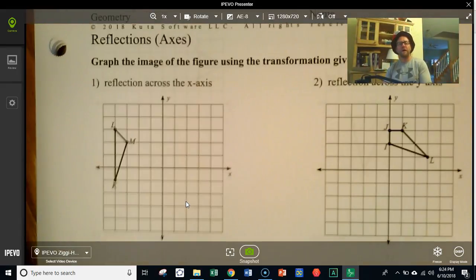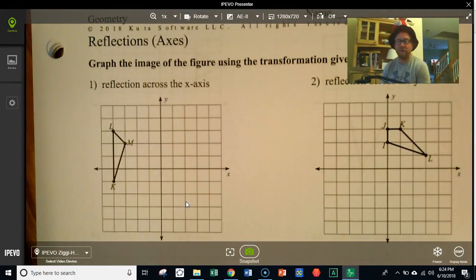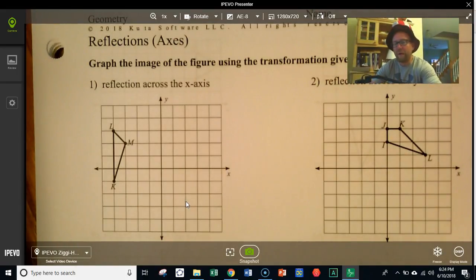Okay. Here we're reflecting images across axes, the x-axis or the y-axis. Basically, the trick here is you need to count how many spaces it is from each point to the axis, and then its reflected image will be that far on the other side of the axis, and then just connect them in order.